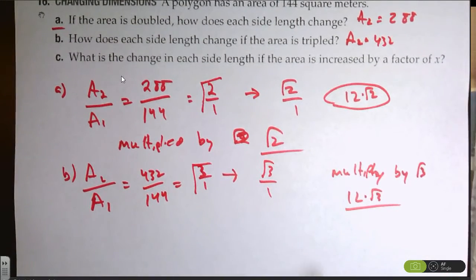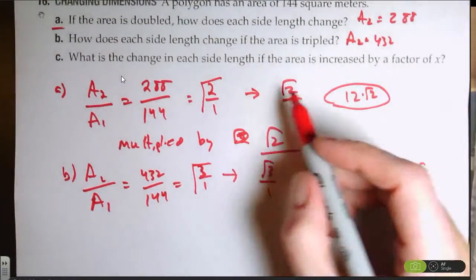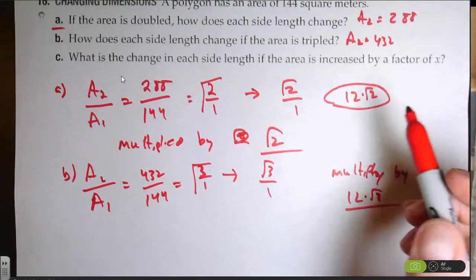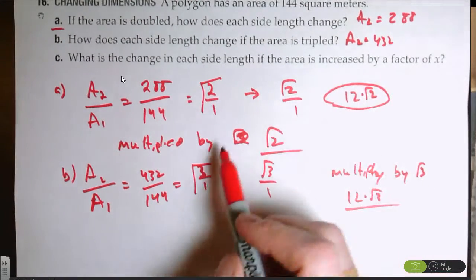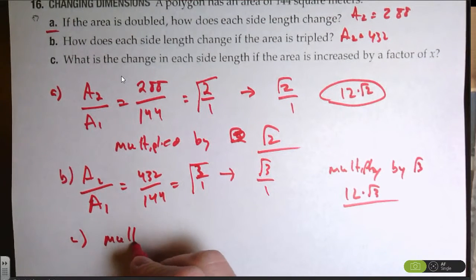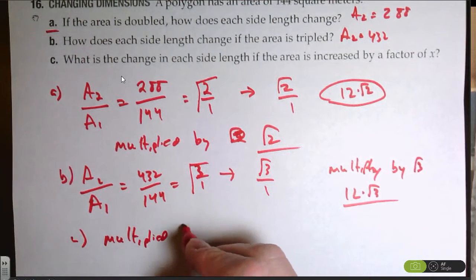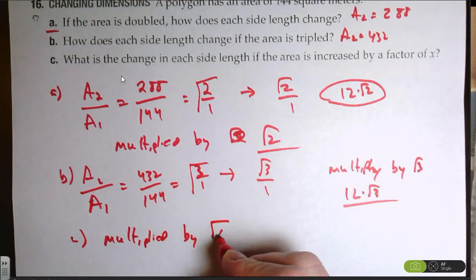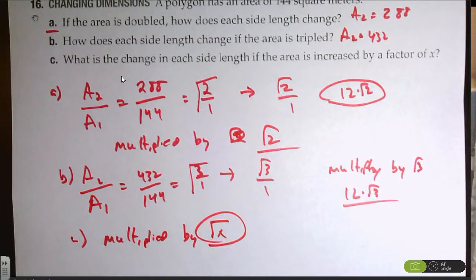So C is what's the change in side length if the area is increased by a factor of x. Hopefully you notice that when the area is doubled, it's root 2, tripled, root 3. So C would be multiplied by the square root of x. There we go.